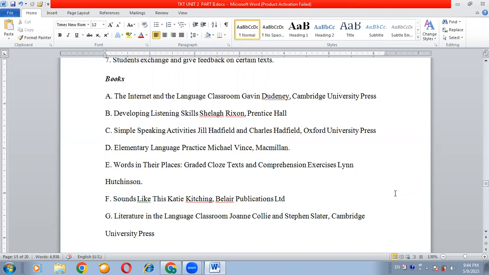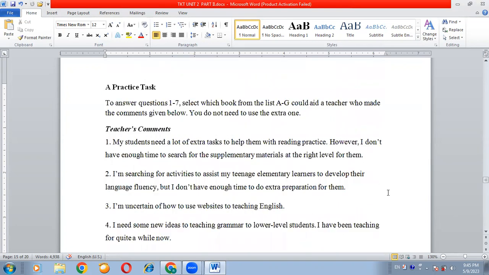E. What is the answer? Oh, sorry, letter E. Words in Their Places: graded, cloze text and comprehension exercises. Yes, the answer should be E.